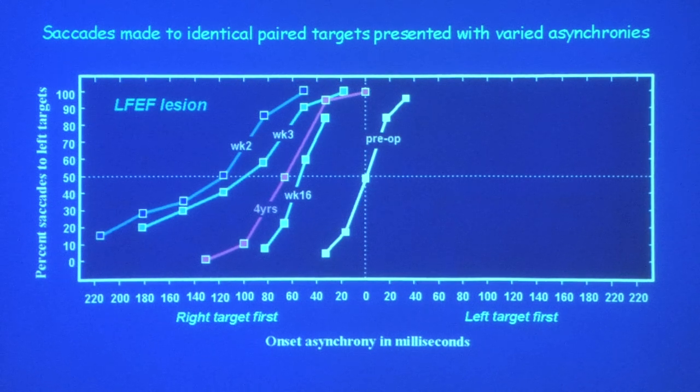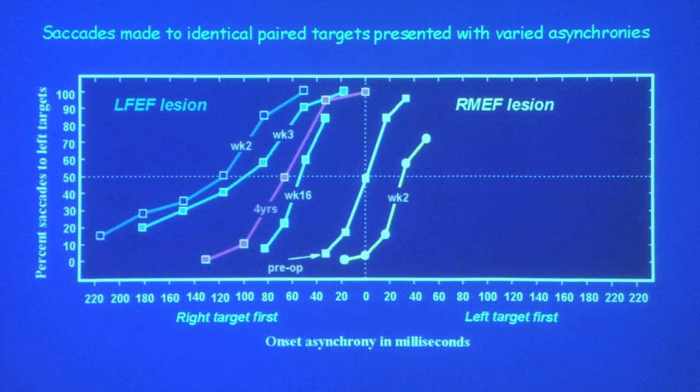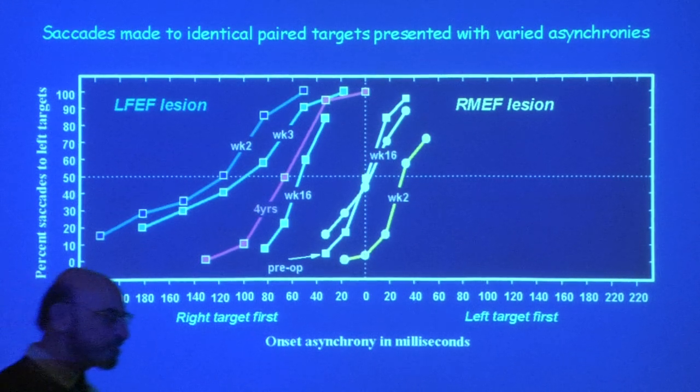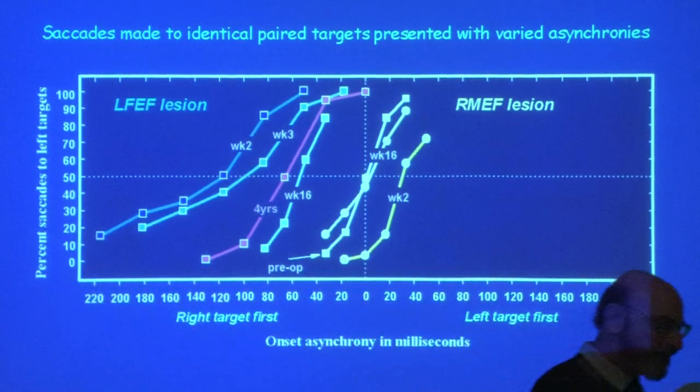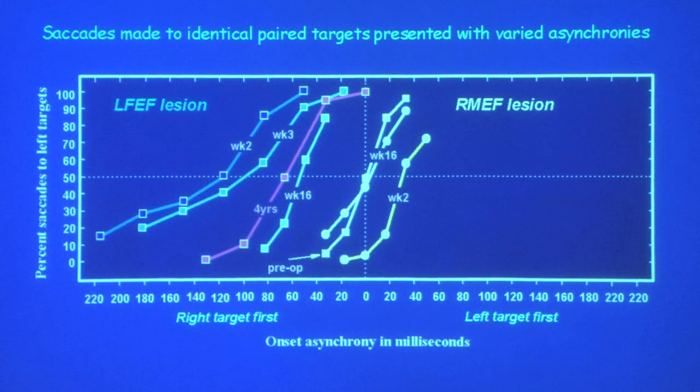Now you can ask the question, what if you do the same experiment in the medial eye fields? If you do that, you first of all get a small effect to begin with. And after just 16 weeks, there's full recovery. So obviously, the medial eye fields do not seem to play a central role in making decisions as to which target to look at when more than one target appears in the visual field.